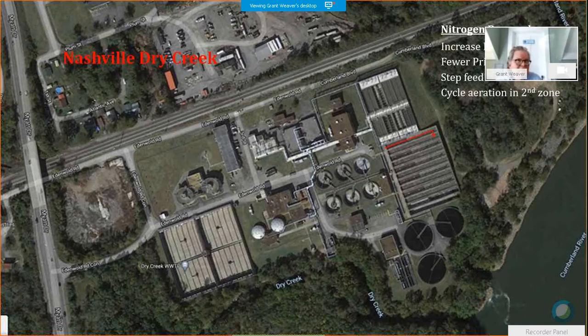Okay, why did they have to do that? Because they were already getting the ammonia removal, and to get the ammonia removal, most of the BOD by definition has already been consumed. So they supplemented that. That really helped. So those two actions dropped the total nitrogen considerably.